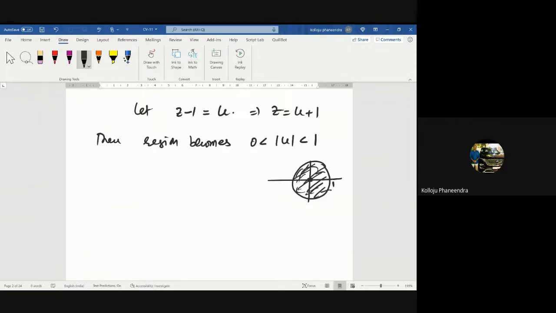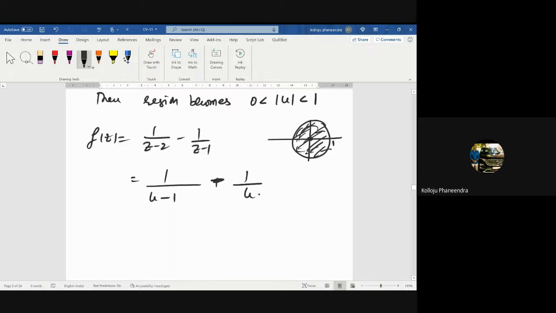See what you will get here. Now what is f of z? 1 by z minus 2, 1 by z minus 1. So I have to substitute z equal to u plus 1, that is u minus 1 in the first factor, and 1 by u. Mod u is less than 1, and it is a circle having radius greater than 0. For mod u less than 1, I have to take minus common, so 1 minus u.